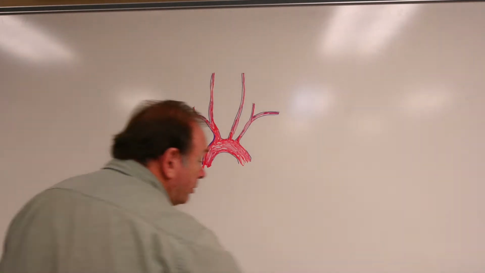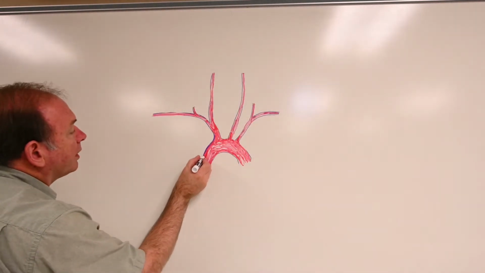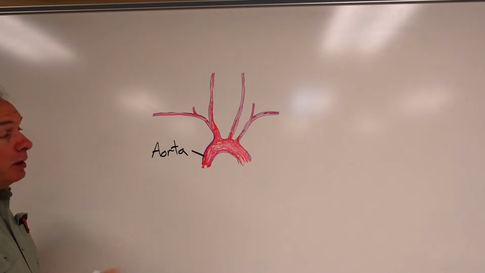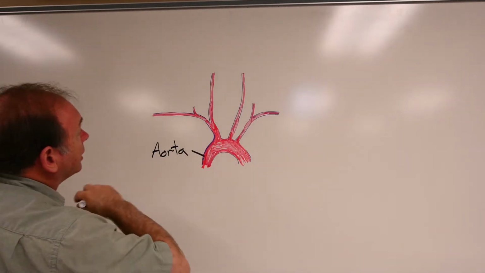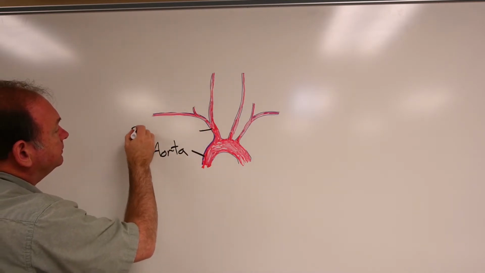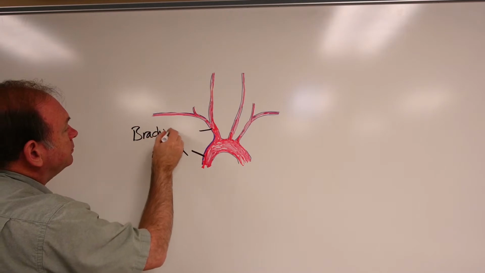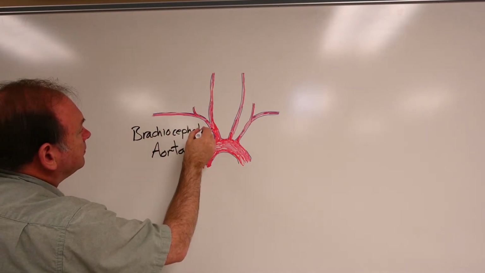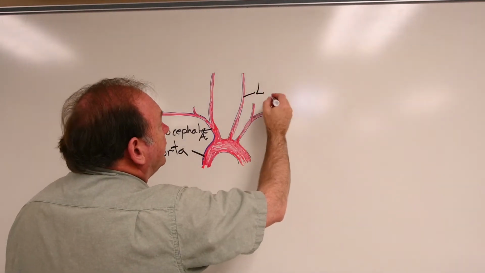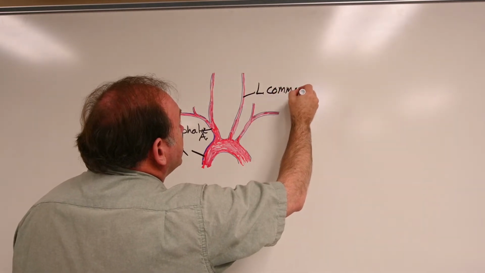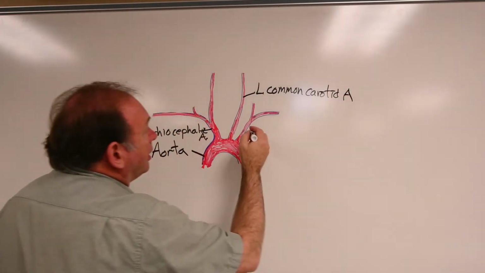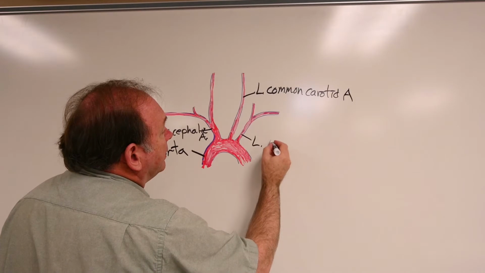So we'll go ahead and label these. Just label that aorta, though it's more often just referred to as the aortic arch. Here's our brachiocephalic artery. Here's our left common carotid artery, our left subclavian.